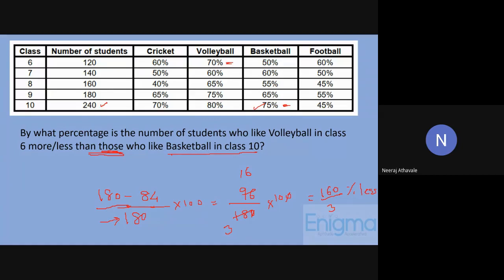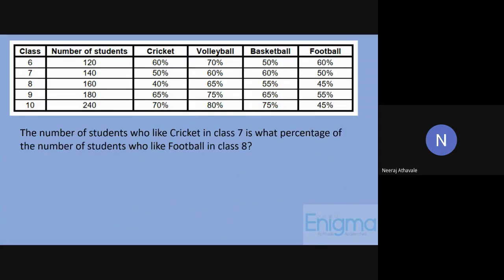Okay, so that's how you can solve this question. Try this one now. Okay, ठीक है. Try the next question.